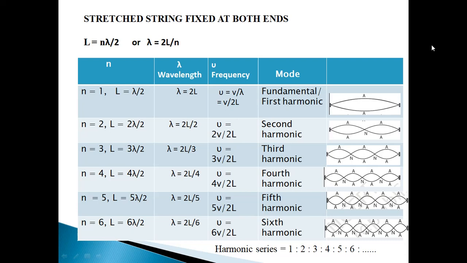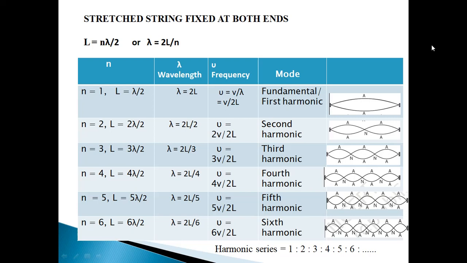As you can see, for n equal to 1, L equals 1 times lambda by 2, or lambda by 2, and therefore lambda equals 2L. Frequency is given by the formula v by lambda, therefore it becomes v by 2L. This is the lowest frequency the string can have, and therefore it is called the fundamental or first harmonic.